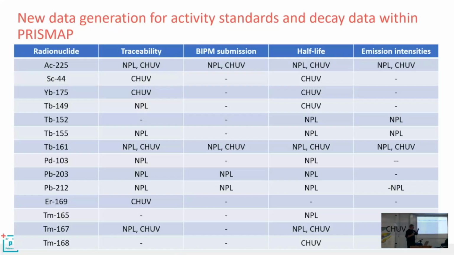One of the things to note about the half-lives and emission intensities is that in a lot of cases, these radionuclides haven't been looked at since the 1960s, and through the work that we've done here, we found a lot of discrepancies, or significant improvements in the data from the new measurements, which have been made possible by the purity and the activity that have been made available through the PRISMAP production.